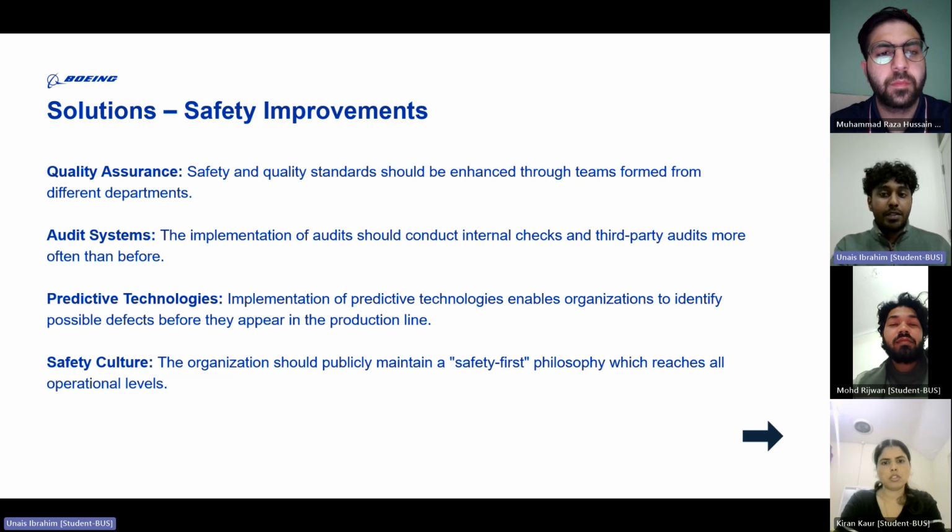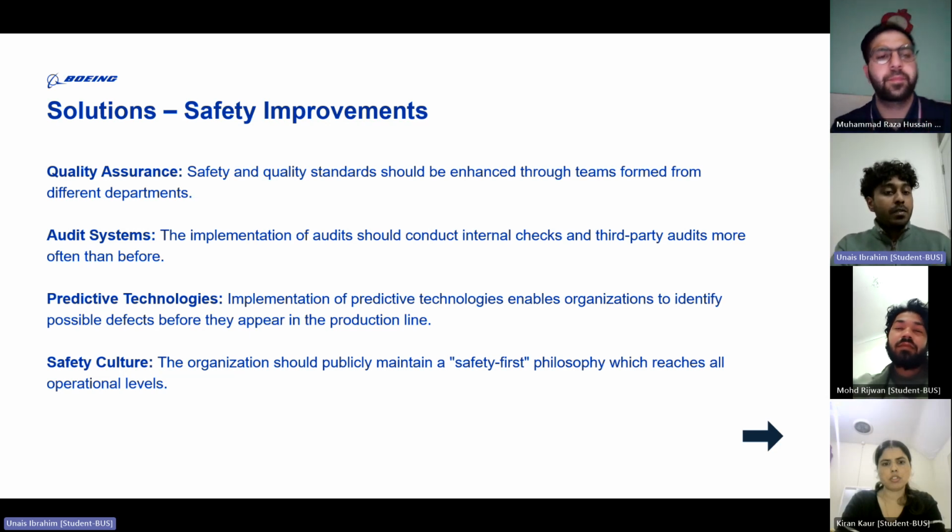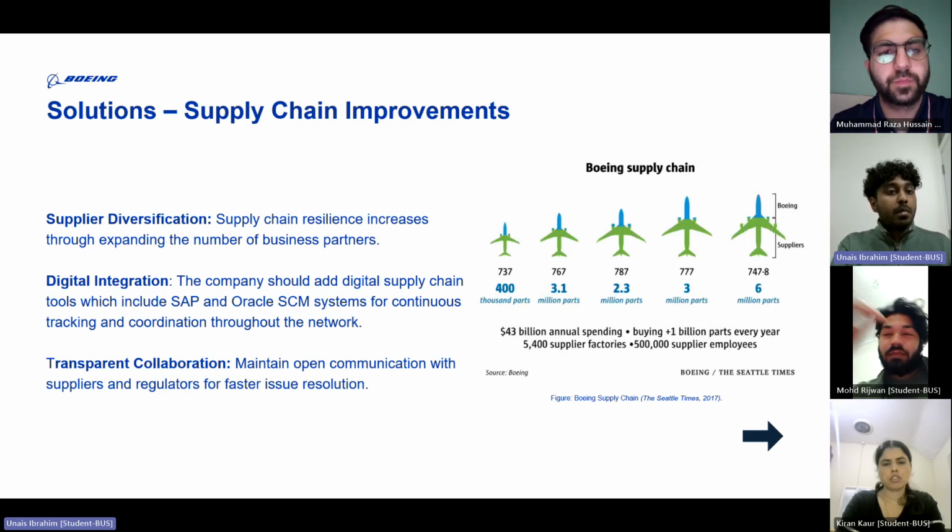Creating cross-functional quality assurance teams will help ensure that safety is prioritized at every stage of production. Increasing the frequency of internal and third-party safety audits will further improve accountability and compliance. Using AI-driven predictive defect detection can catch potential issues early, reducing the risk of major failures. Additionally, reaffirming Boeing's commitment to a safety first culture both internally and publicly will restore trust and build long term credibility.